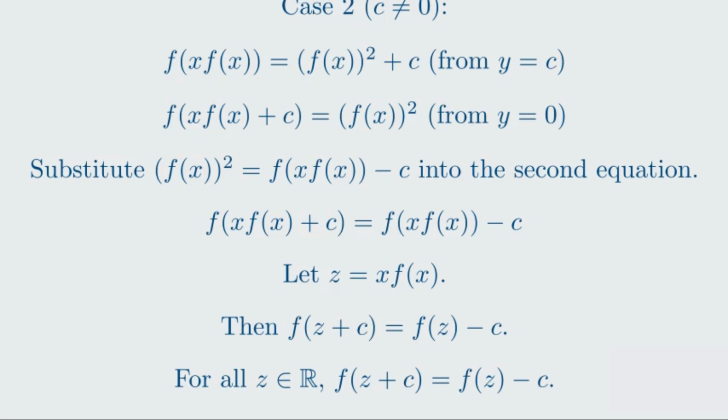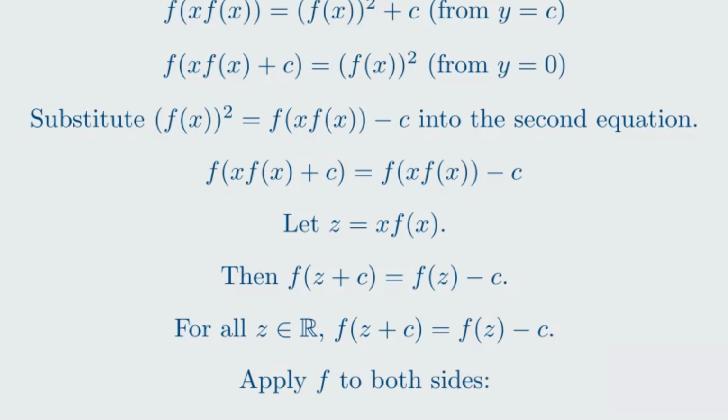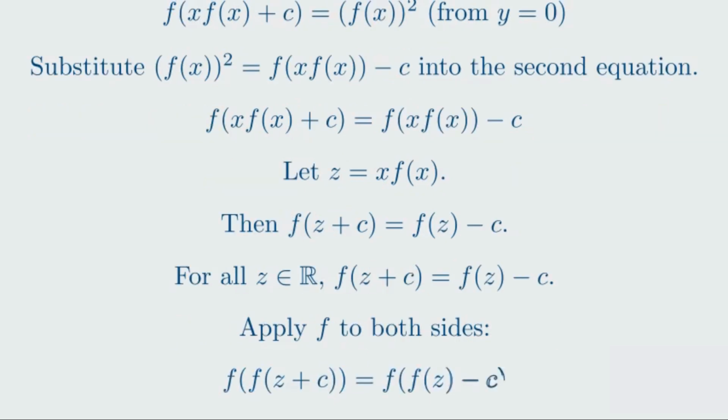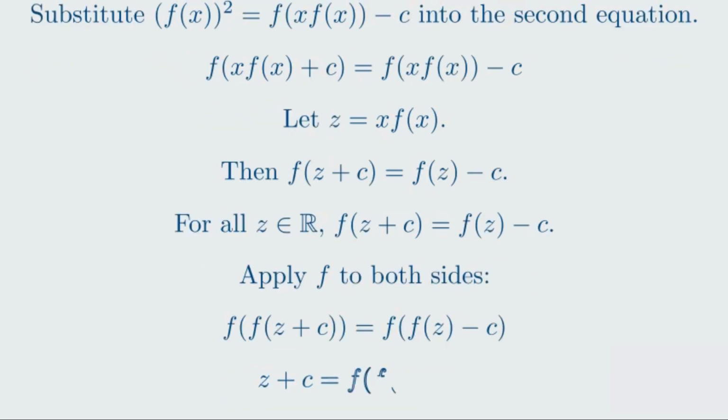Now we can use this property along with the fact that f is an involution, f of f of z equals z. Let's apply f to both sides of our new equation. We get f of z plus c equals f of the quantity f of z minus c. Using f of f of z equals z, the left side simplifies to z plus c. This gives us z plus c equals f of the quantity f of z minus c. This equation must hold for all real numbers z.